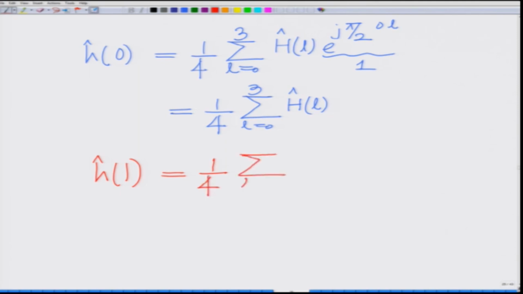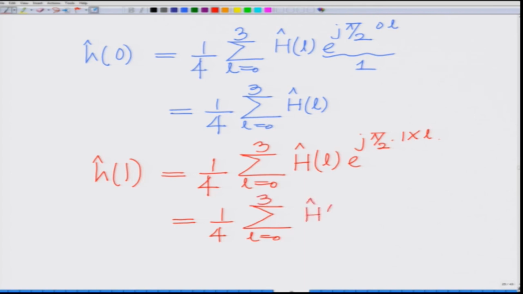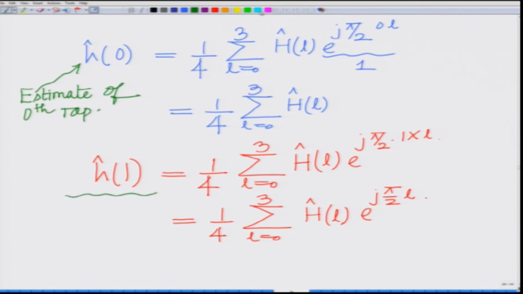And h hat of 1, which is the estimate of the first channel tap, is 1 over 4, basically that corresponds to k equal to 1, summation L equal to 0 to 3 h hat of L e power j pi by 2 into L. So, this is the estimate of channel tap 0, or the estimate of the 0th tap, and this is basically your estimate of the first tap, the estimate of channel tap 1.